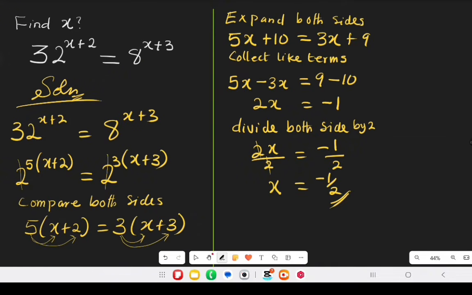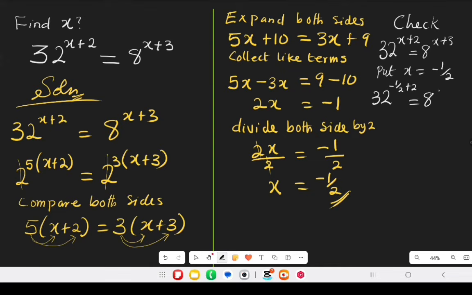To check if our answer is correct, we write check. We write the original equation, which is 32 raised to the power of x plus 2 equal to 8 raised to the power of x plus 3. Put x equals to minus 1 over 2 in place of x. When we do that, we have 32 raised to the power of minus 1 over 2 plus 2 equal to 8 raised to the power of minus 1 over 2 plus 3.